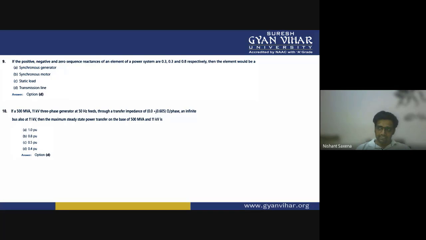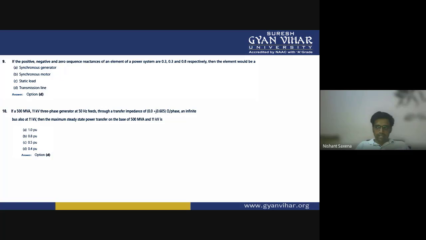The impedance is given, and the base MVA and the base kV are given. You have to find the maximum steady state power. The maximum steady state power is defined by EV upon total impedance. If you want to find it in per unit, you have to first convert these values into per unit. You have to convert this impedance into per unit impedance, and then per unit reactance. Then P max will be equal to V upon Z per unit.